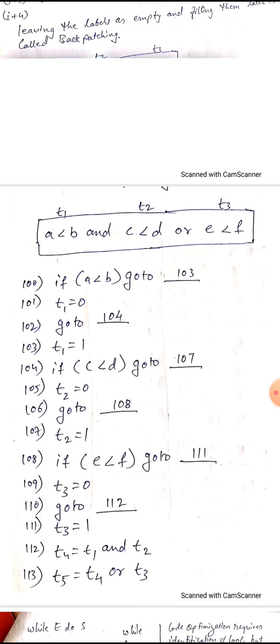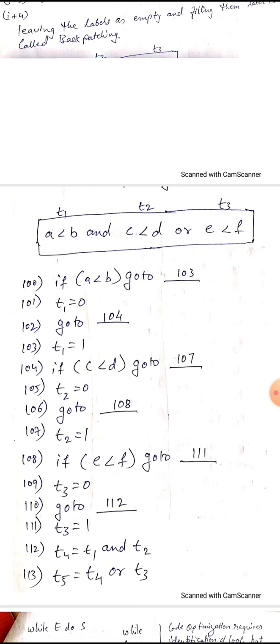And then finally, if the conditions are satisfied, T1 and T2 are set to 1, so T4 will be equal to 1, right. 1 and 1 is 1. And in T5, we will have T4, that is 1, or T3. In this case both are 1, so T5 is set to 1. So in this way there is one path, right. T1 equal to 1, T2 equal to 1 and T3 equal to 1, for which we have written the addresses 103, 107 and 111.